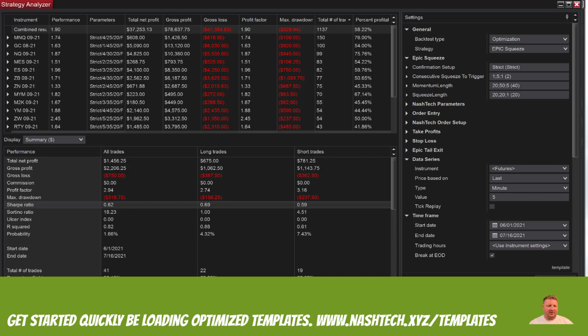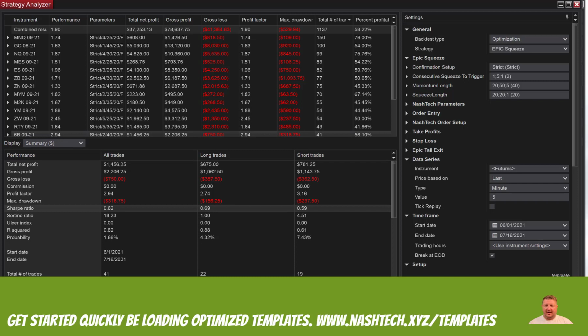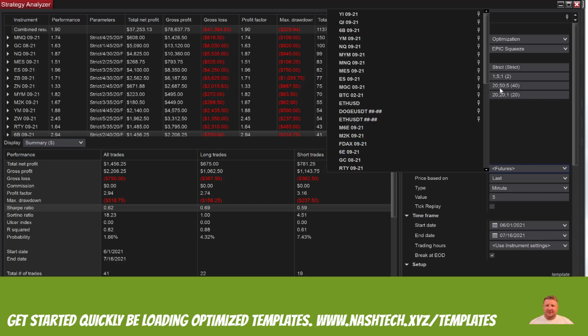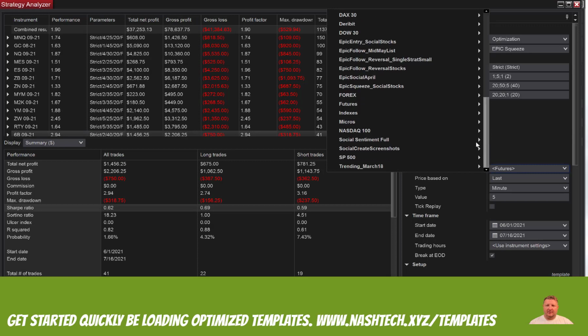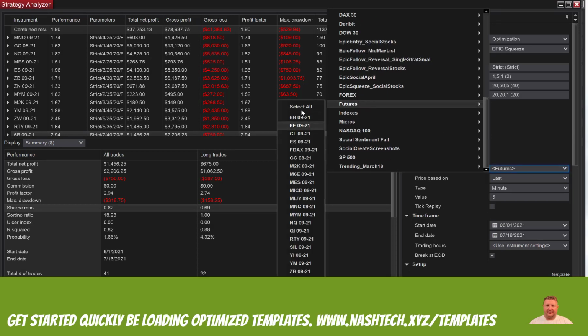All right, so looking at this, let's just cover 2 or 3 quick points that I want to drill into your head every single time I open Strategy Analyzer. One is how awesome that you can do optimization or backtest on not just one instrument, but on an entire collection of instruments. So under instruments, instead of selecting the instrument, you select the group and you select all.